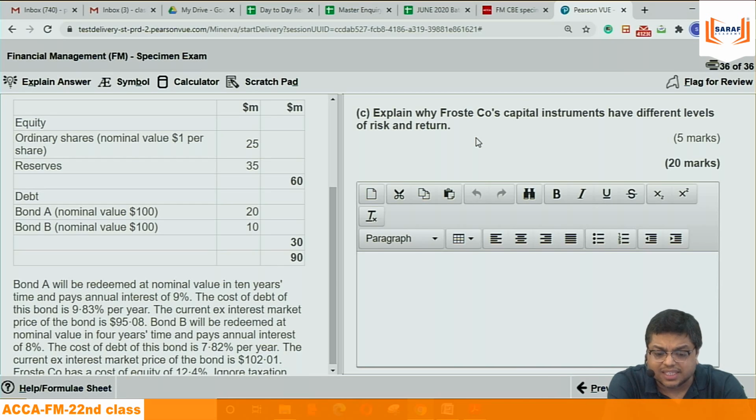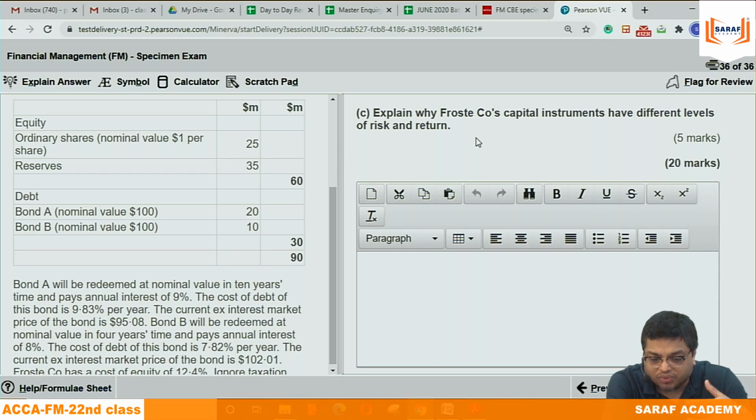According to me, bond A has 10 years maturity. Bond B has 4 years maturity. Long term, higher risk. Short term, lower risk. So first of all, the period. The first bond is a 10 year period and the second bond is a 4 year period. Long term is always riskier.